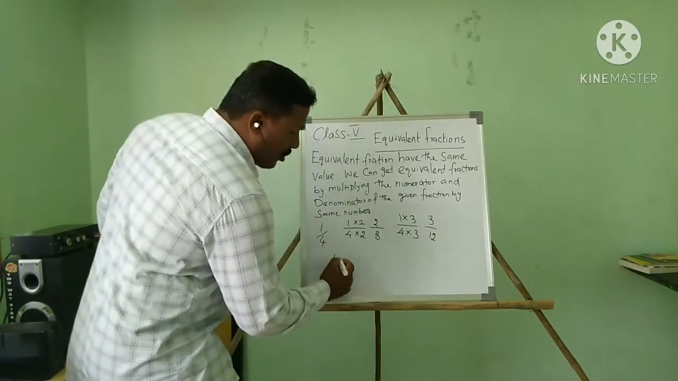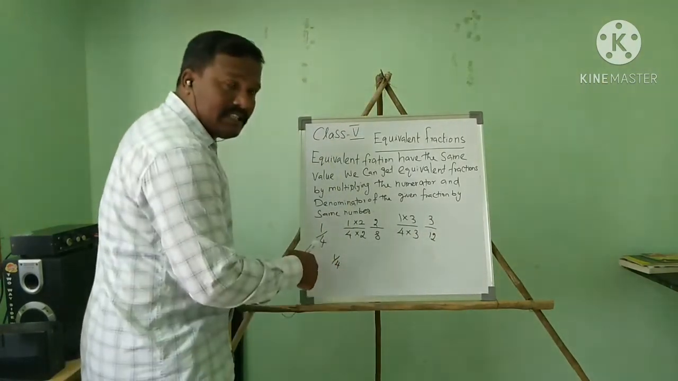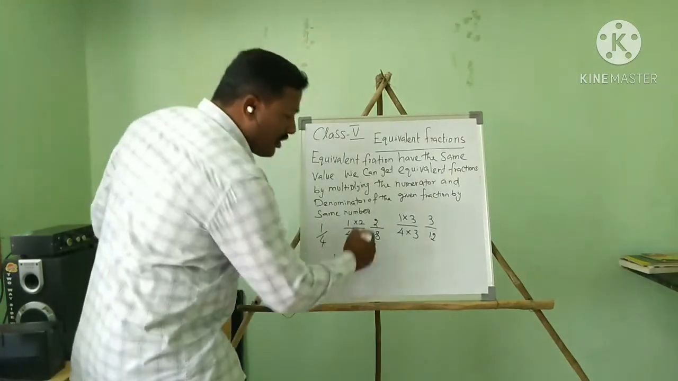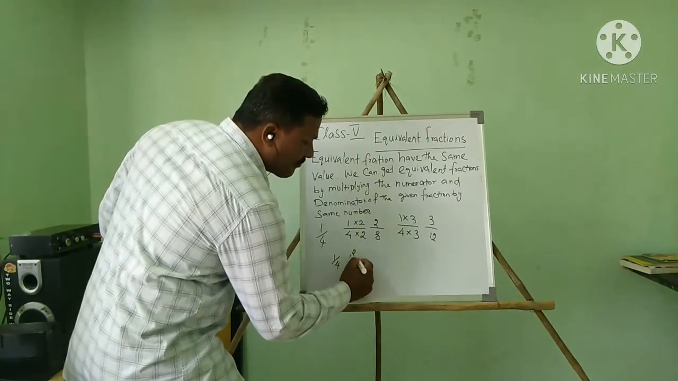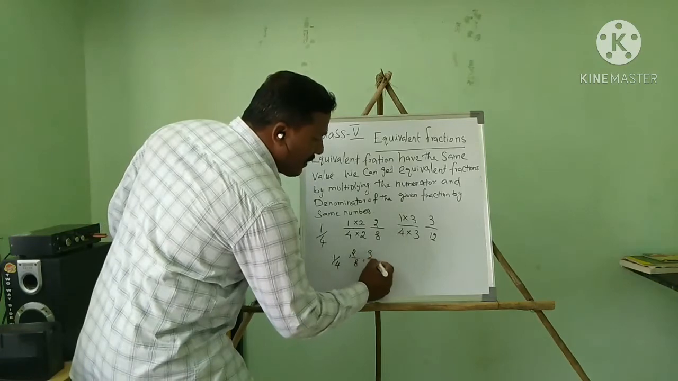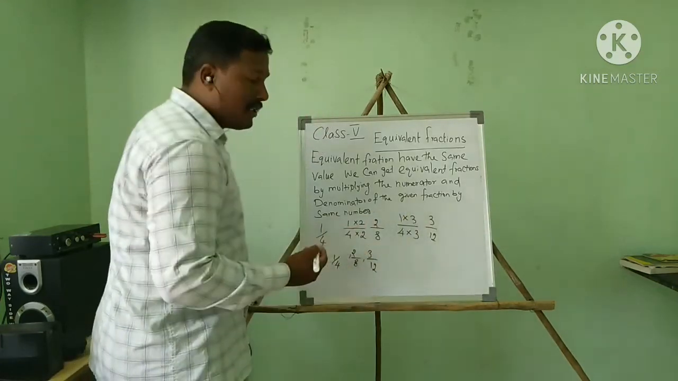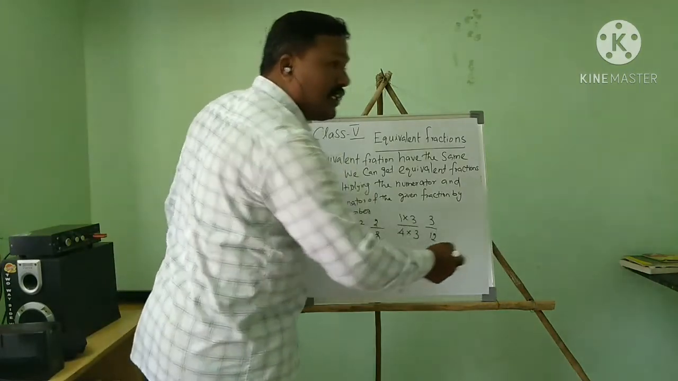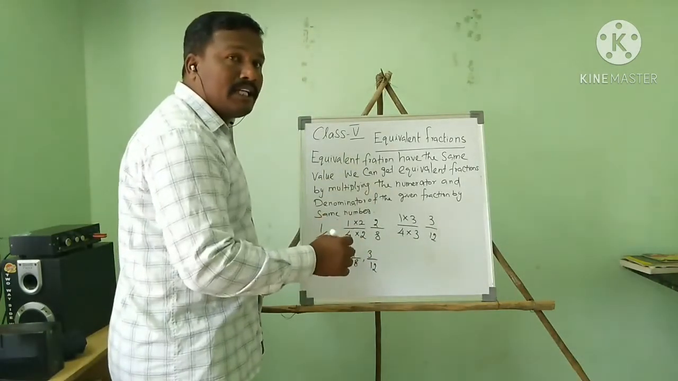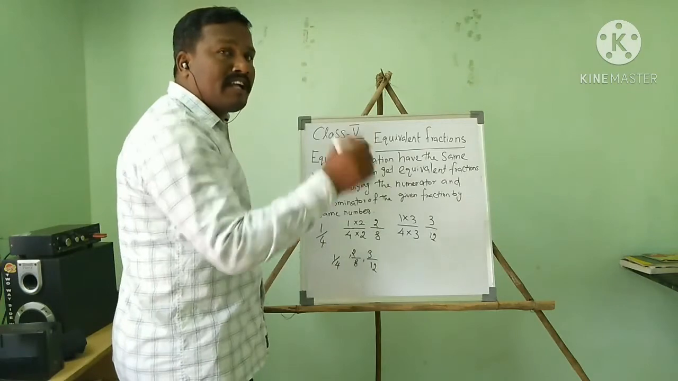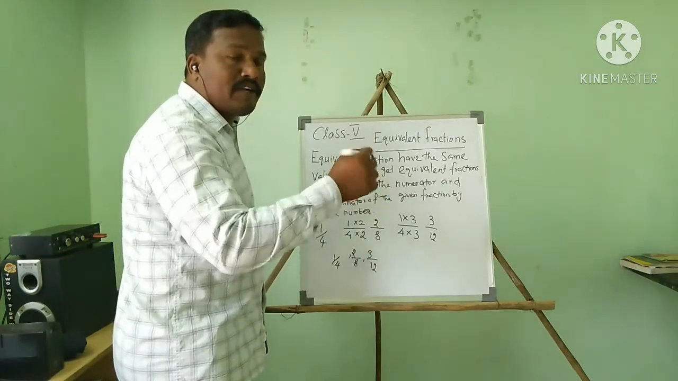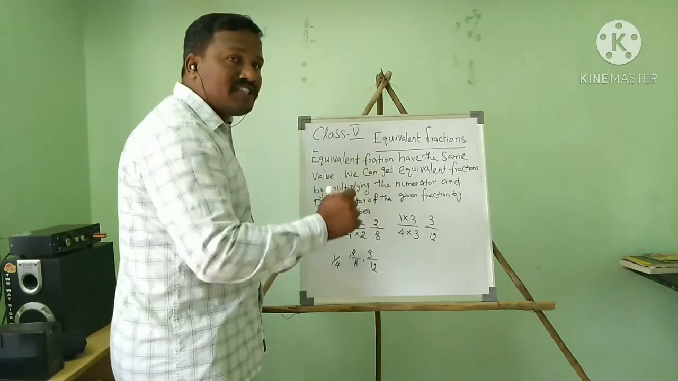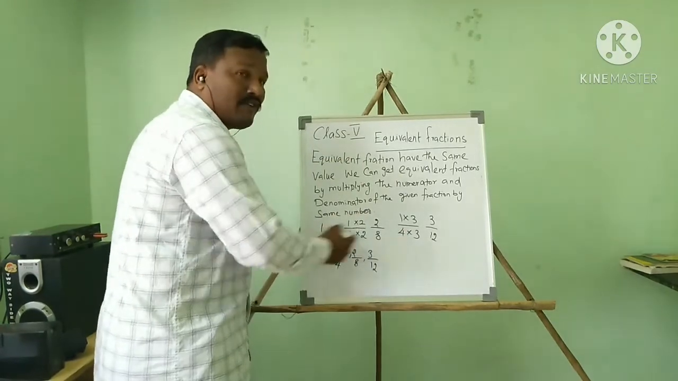Now 1 by 4 is the fraction. Equivalent fractions of this 1 by 4 are 2 by 8, 3 by 12, and so on. So if you multiply both the numerator and denominator by 2, 3, 4, 5, any number, then you get some fraction. Those fractions are equivalent fractions of 1 by 4.